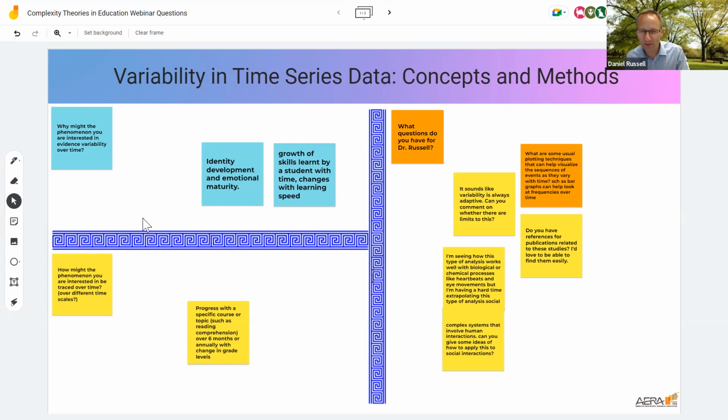Okay, what are some usual plotting techniques?